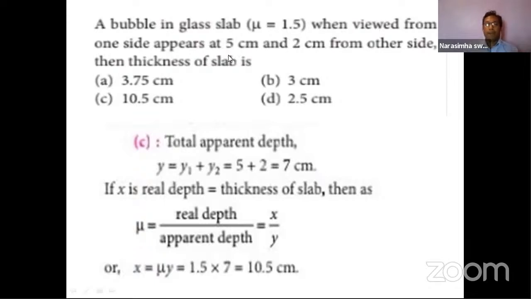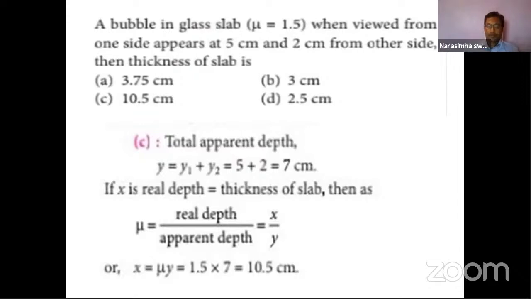So the apparent lengths, all these are centimeters. From one side you are getting 5 centimeters, but from the other side you are getting 2 centimeters. So the net will be 5 plus 2, that is 7 centimeters. And if x is the real depth, which we don't know, the original depth, if x is the real depth, that is equal to the thickness of the slab.